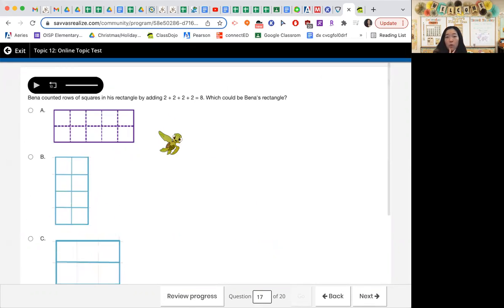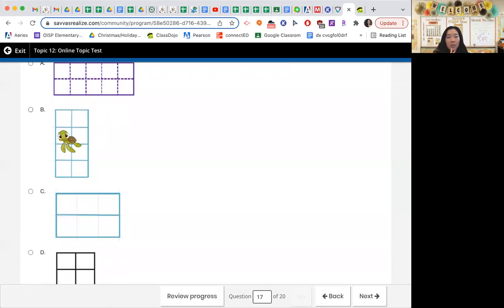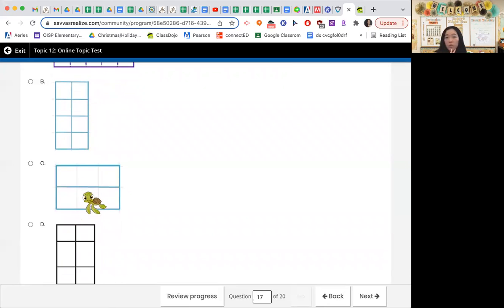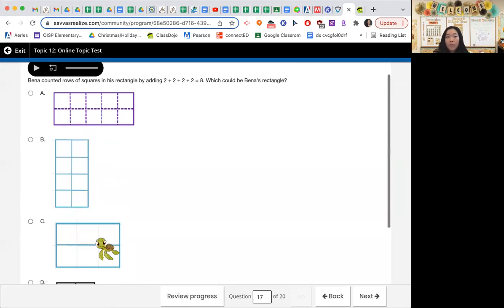Okay, so we're looking for a rectangle with 8 pieces. So let's count. 1, 2, 3, 4, 5, 6, 7, 8, 9, 10. So it cannot be A. 1, 2, 3, 4, 5, 6, 7, 8. So it could be B. 1, 2, 3, 4, 5, 6. So it can't be C because that's 6. It can't be D, not only because it only has 6 pieces, but the pieces are not equal. So which is the one that Ben counted? B, because 2 plus 2 plus 2 equals 8.